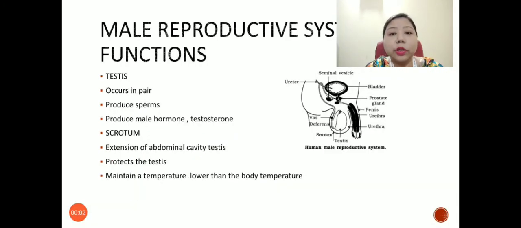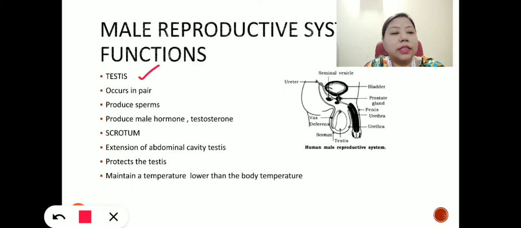So now, since you know the components of the male reproductive system, let us study the function and in detail the different components of the male reproductive system. So the first component is testes.